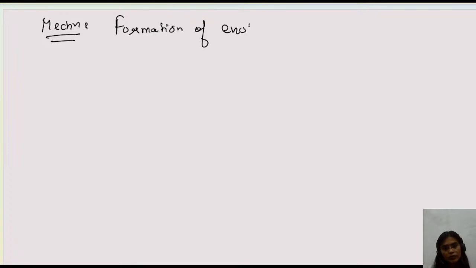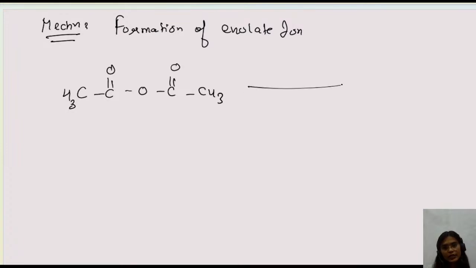Formation of enolate ion. What is the meaning of this? You will have CH3COOCOCH3, and in this case we are using a salt, CH3COO negative and K positive. This is just a counter ion. This one still has a choice. The potassium simply attacks here, which means it is going to abstract the hydrogen.